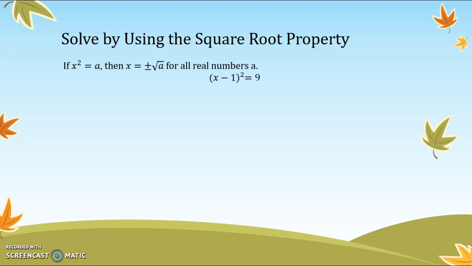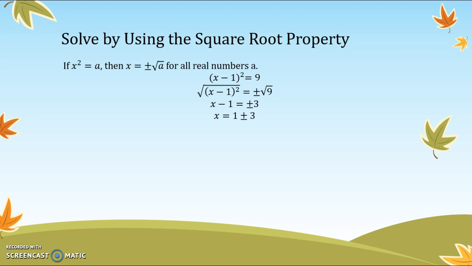Here I have x minus 1 squared equal to 9. So I have that whole binomial squared, and we can undo the square by taking the square root of both sides. The square root on the left will cancel out the square, giving me x minus 1, and the square root of 9 is 3, giving me plus or minus 3. Now needing to get x by itself, I add 1 to both sides.